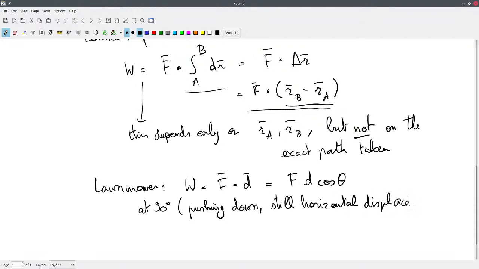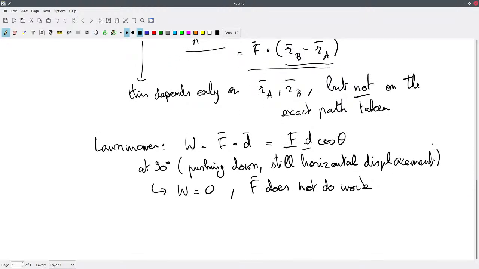So in this case, W is equal to 0. F does not do work. And this is actually a fairly common situation where the force and the displacement are perpendicular to each other. We don't just have to look at the lawnmower.